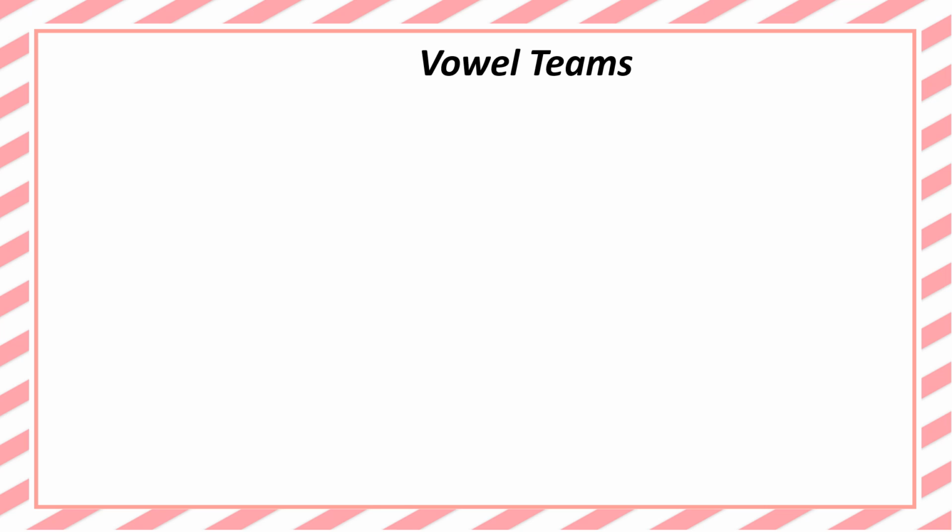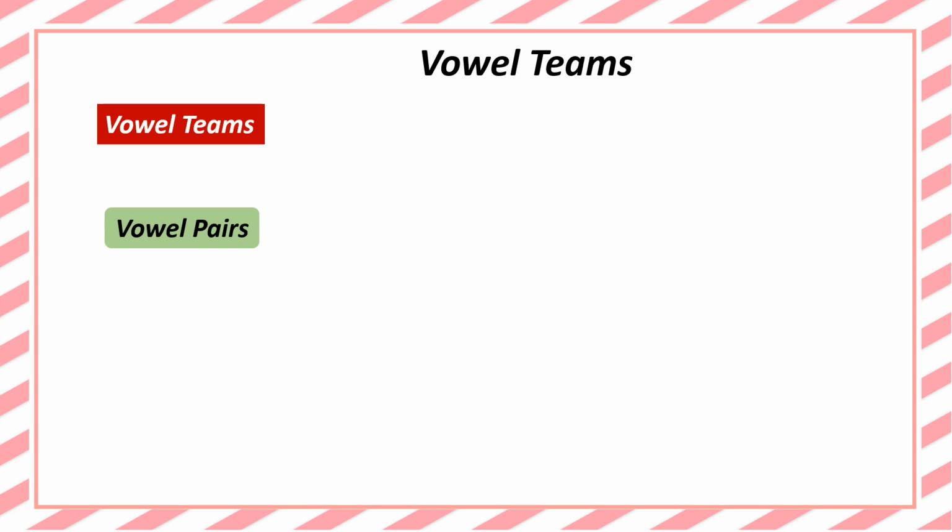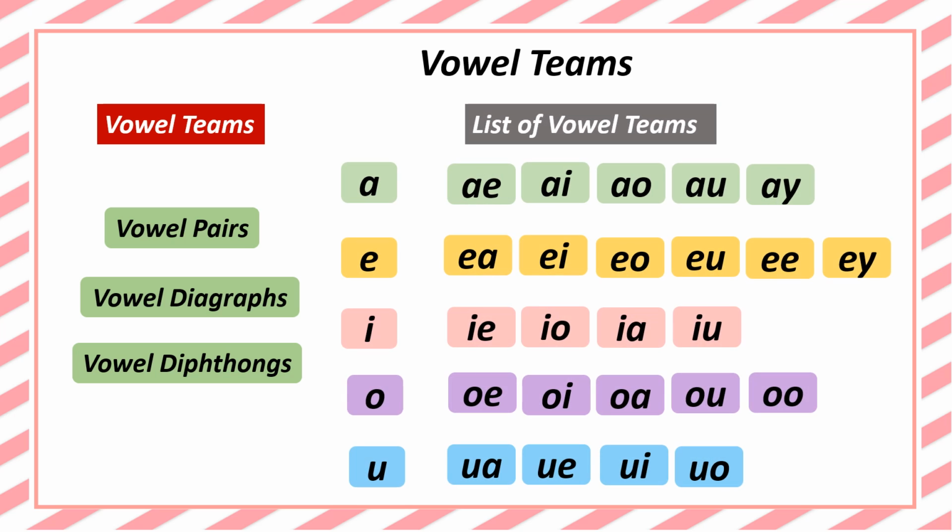Consonant blending is easy for kids. Even consonant digraphs are comparatively easy. When two vowels team up, it becomes tricky. Vowel teams are further divided into vowel pairs, vowel digraphs, and vowel diphthongs. Here is the list of vowel teams. Here Y is included because sometimes Y gives out the sound of a vowel.